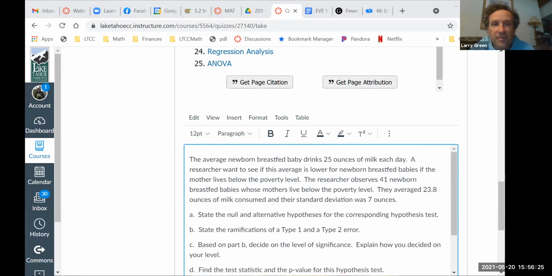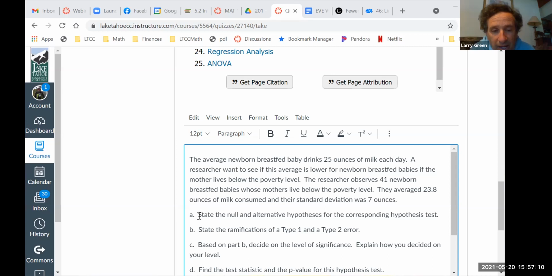Okay, so here's the quiz. It says the average newborn breastfed baby drinks 25 ounces of milk each day. A researcher wants to see if this average is lower for newborn breastfed babies if the mother lives below the poverty level. The researcher observes 41 newborn breastfed babies whose mothers live below the poverty level. They averaged 23.8 ounces of milk consumed, and their standard deviation was 7 ounces. So notice that 23.8 is less than 25, but that's not enough to immediately say it's less, because we only have a sample size of 41.